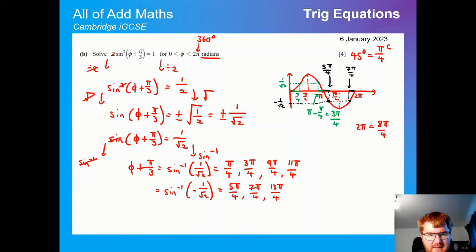Notice there's a pattern here. So we've got 1 pi over 4, 3 pi over 4, 5 pi over 4, 7 pi over 4, 9. So let's keep going up in twos. So we can use that to help us when we work out the final answer.